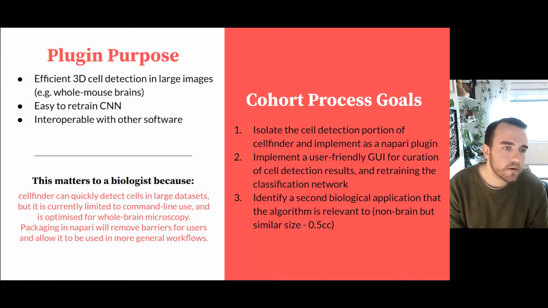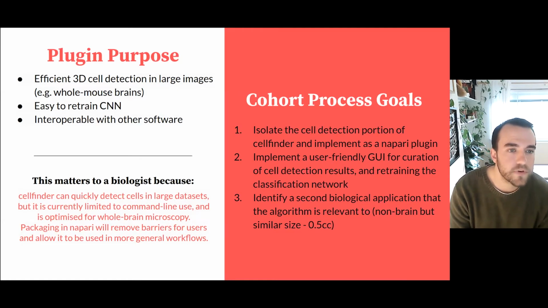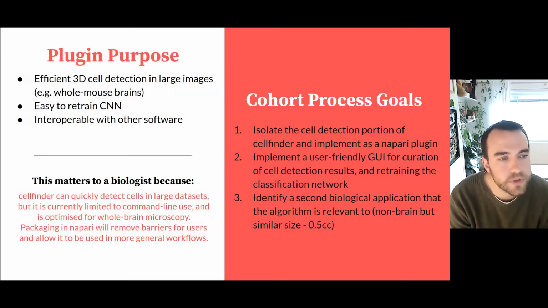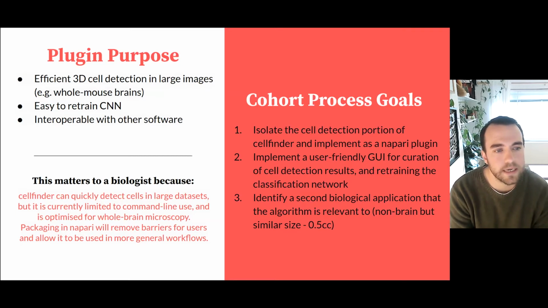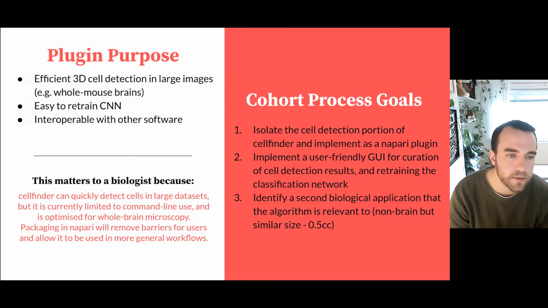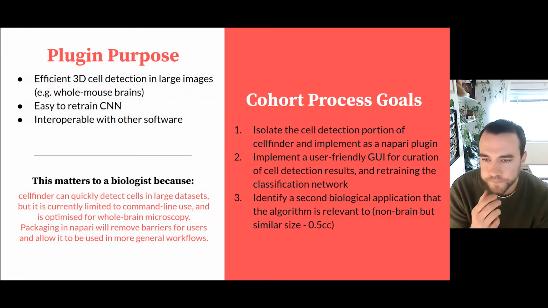So the purpose of the plugin was to implement this efficient 3D cell detection algorithm. It was to implement a method to make it easier to retrain the convolutional neural network for people who are not familiar with machine learning, and also to make it interoperable with other software, because you don't usually just want to find the cells, you usually want to analyze them in some way, to count them or look at their distributions or something like that. And that's where software like napari comes in, because people can develop other plugins to deal with the output of CellFinder. So there are three goals for the cohort.